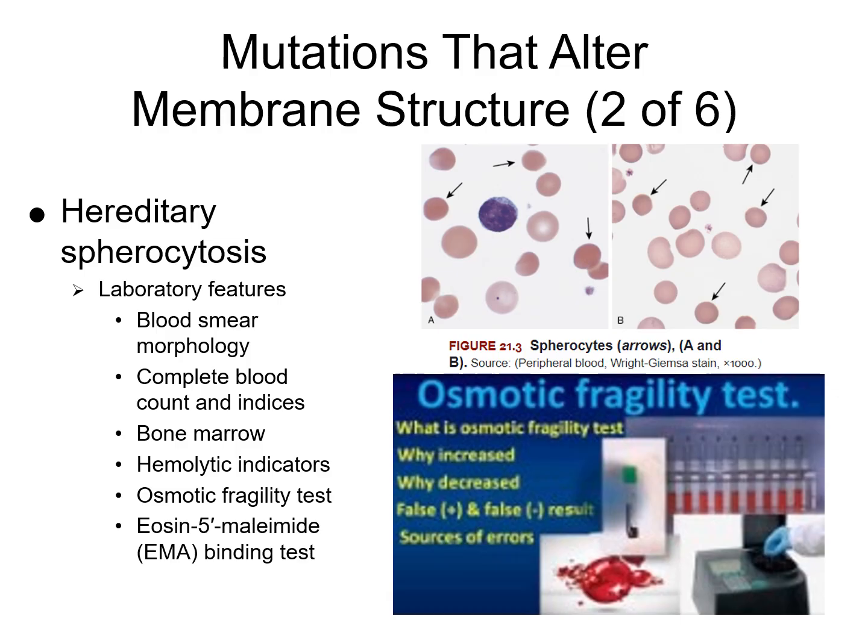For hemolytic indicators, they will have elevated indirect or unconjugated bilirubin. They will have increased lactate dehydrogenase, or LDH. They'll have a decreased haptoglobin. For the osmotic fragility test, these red blood cells will demonstrate increased fragility in hypotonic solutions due to reduced membrane surface area. For the eosin-5-maleimide, or EMA binding test, this uses a fluorescent dye that binds to band 3 and other membrane proteins. Patients with hereditary spherocytosis will show a decreased EMA binding, which can help aid in the diagnosis.